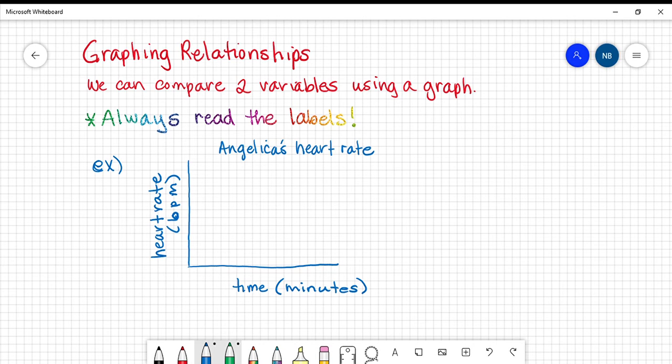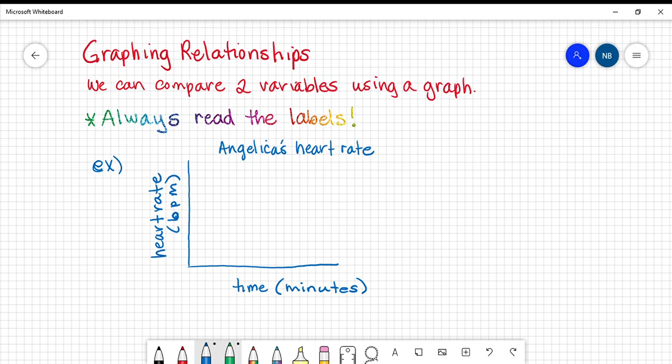This video is on graphing relationships. We can compare two variables using a graph. The key to being good at reading graphs is reading the labels and trying to understand what's going on. Our first example is titled Angelica's Heart Rate.